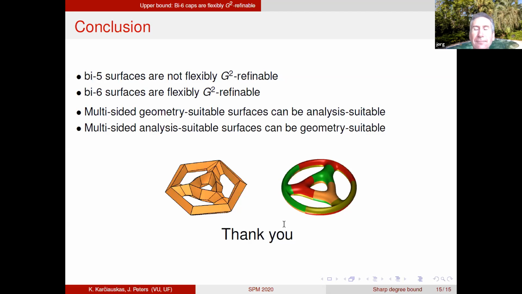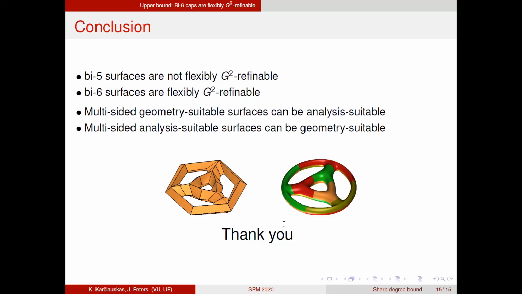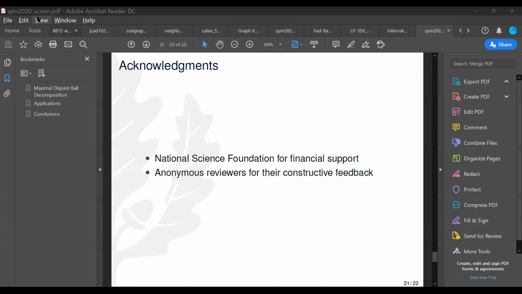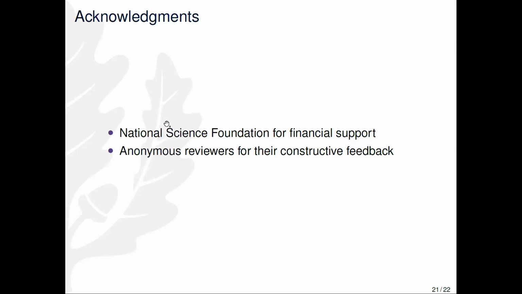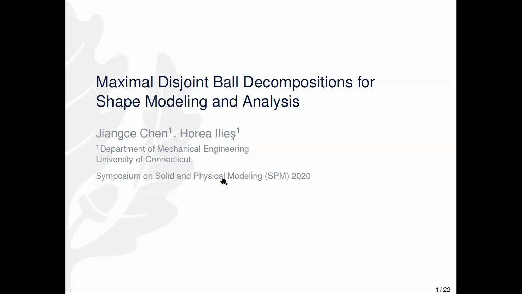Thank you, Jörg. Okay, the next presentation is on maximal disjoint ball decompositions for shape modeling and analysis by Jiangche Chen and Horia Elias. If you could take over the screen, that would be great. Okay. Hi everyone, can you see my screen? I think we can still see Jorg's as well. Jorg, can you turn it off? How about now? Oh, no, this is good, yes.